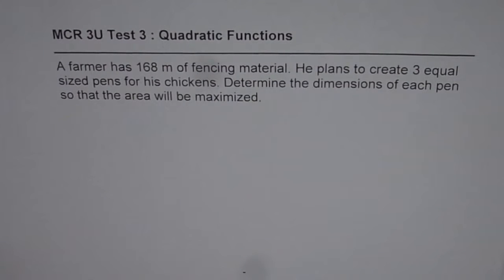The question is, a farmer has 168 meters of fencing material. He plans to create 3 equal sized pens for his chickens. Determine the dimensions of each pen so that the area will be maximized.